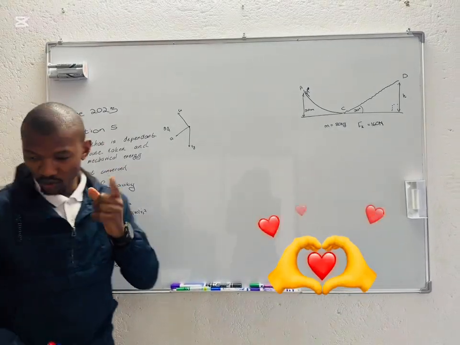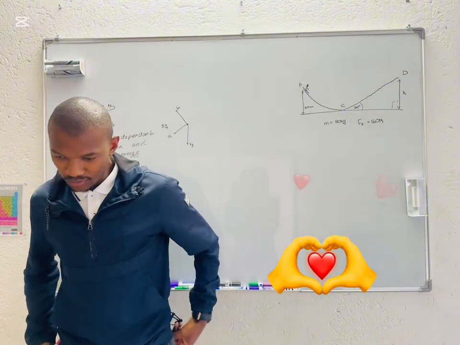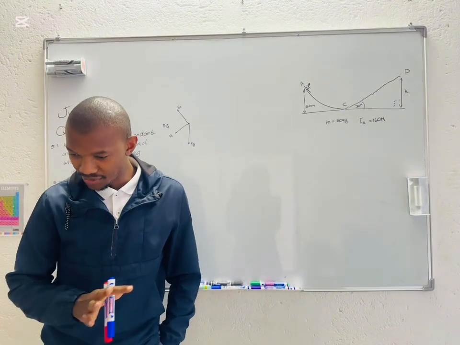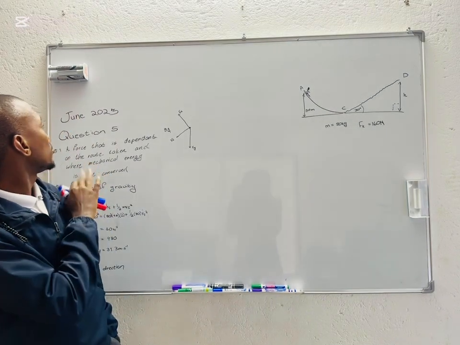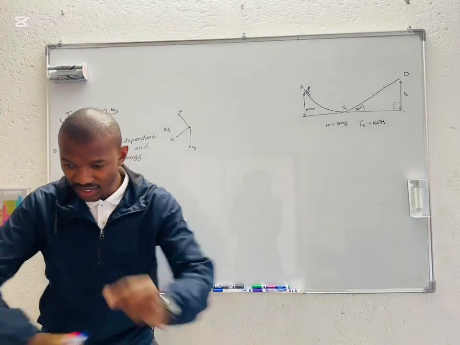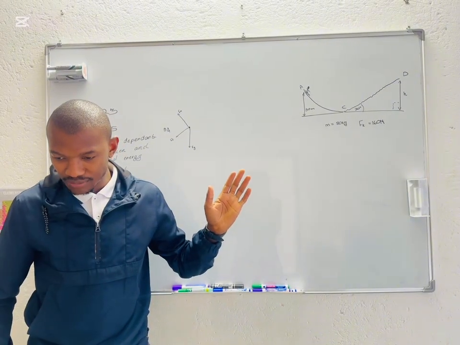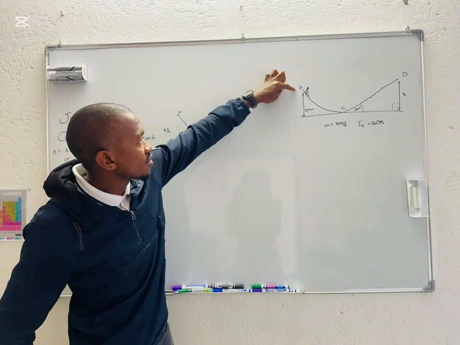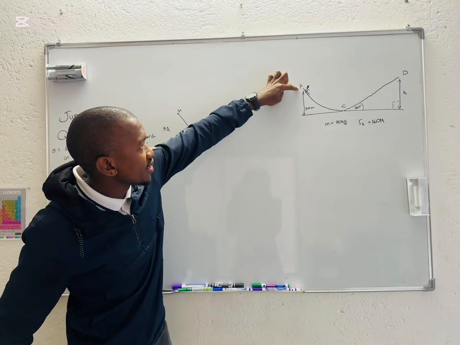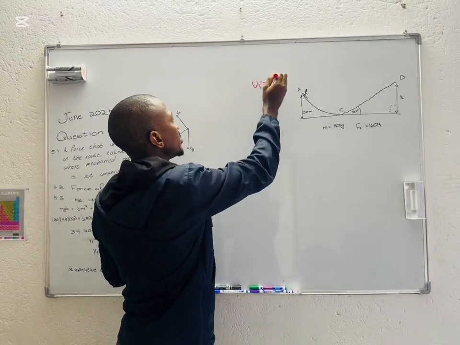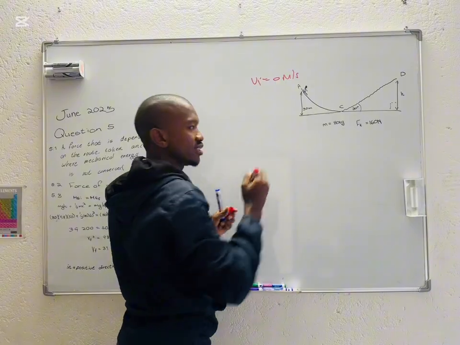Alright, so we have a problem based on work, energy and power, and it's question 5 of the 2023 June exam. They're saying a skier having a mass of 80 kg starts from rest at point A. You can see this is point A, the person starting from rest. Meaning when someone starts from rest, the initial velocity is basically 0 meters per second. Please keep that in mind.